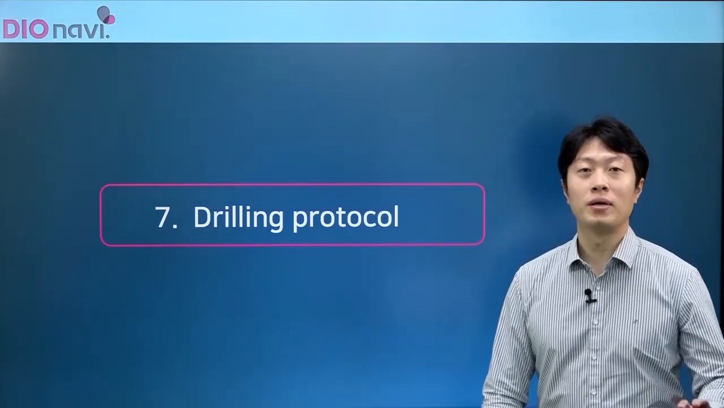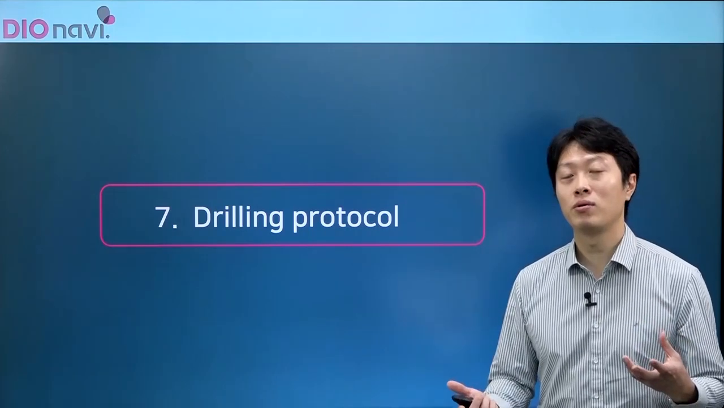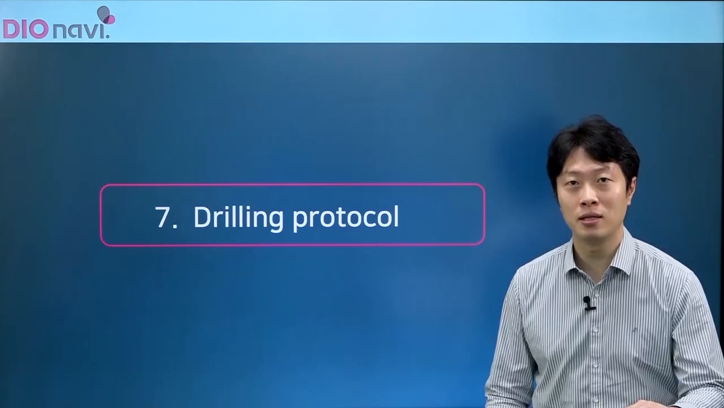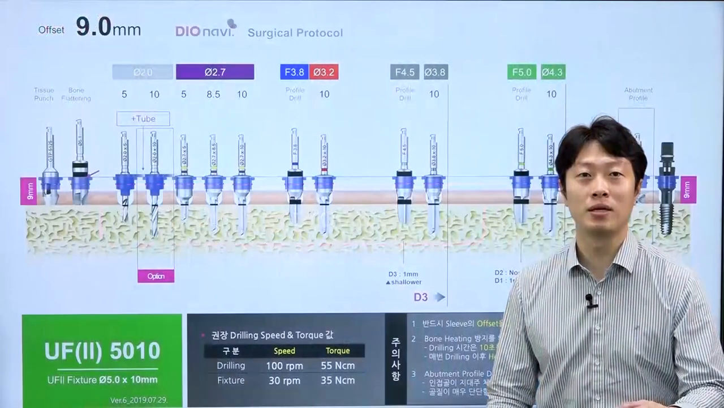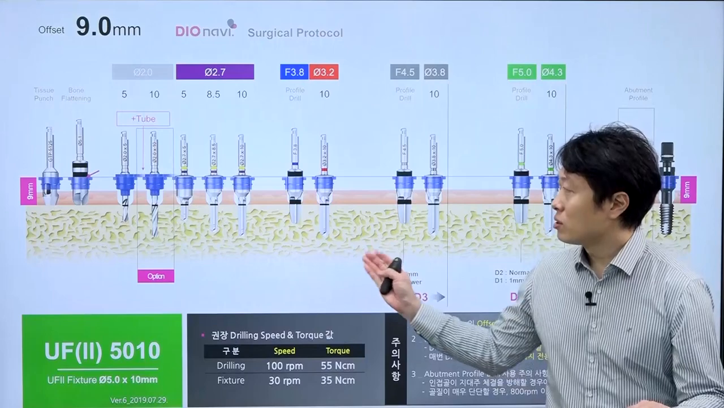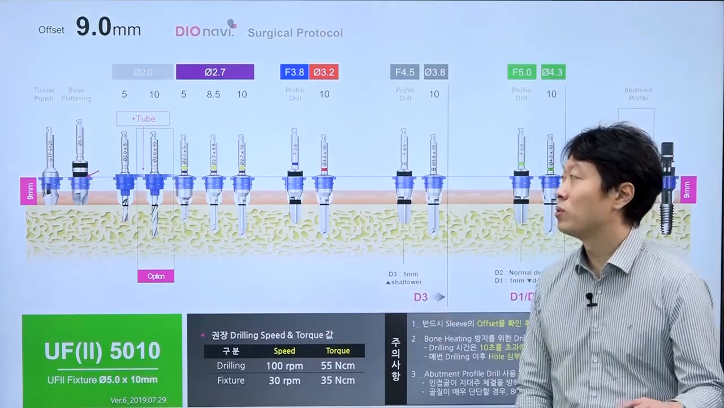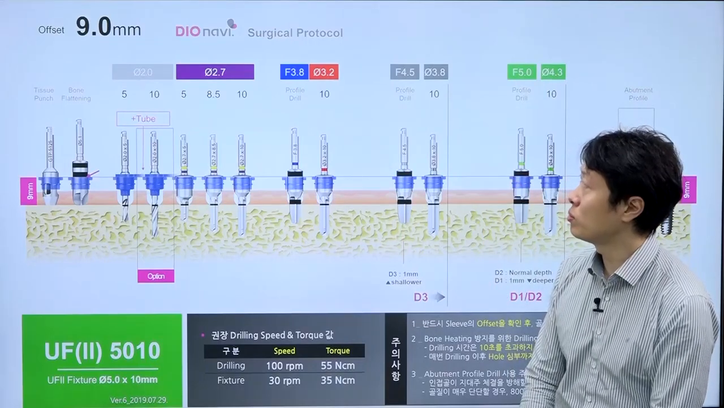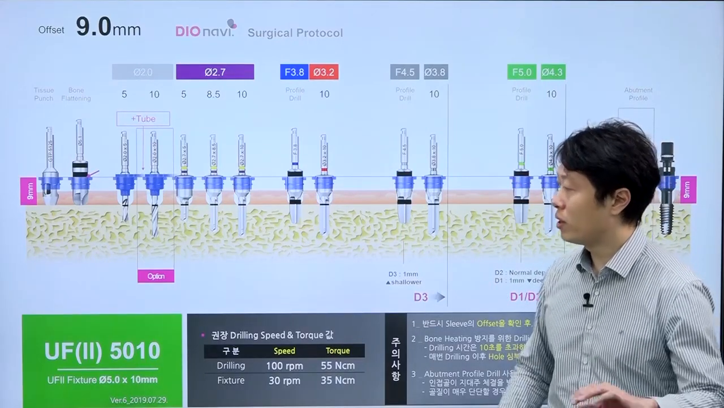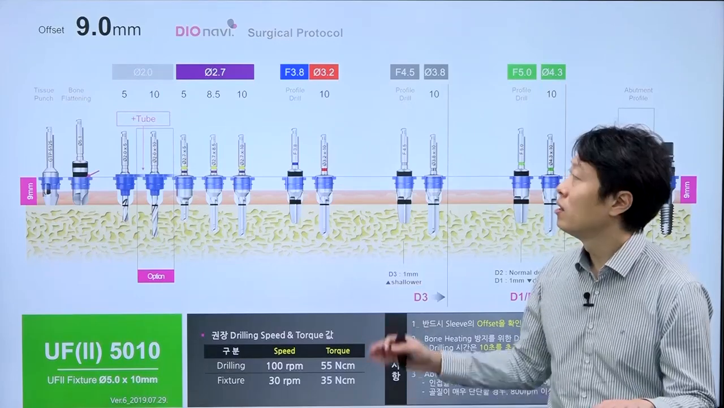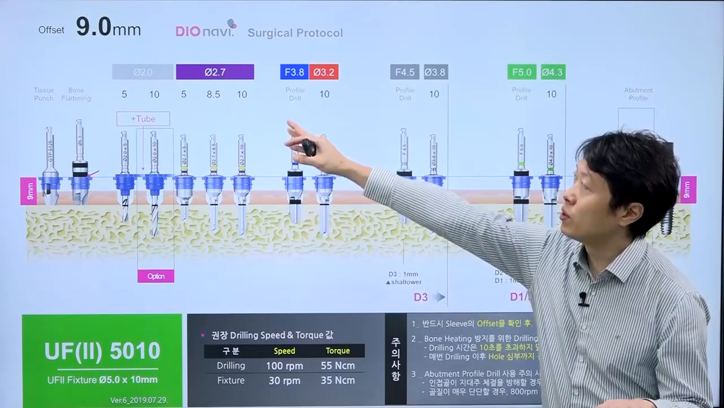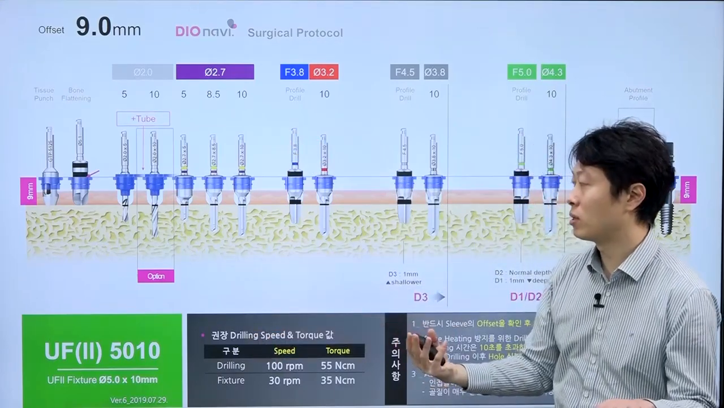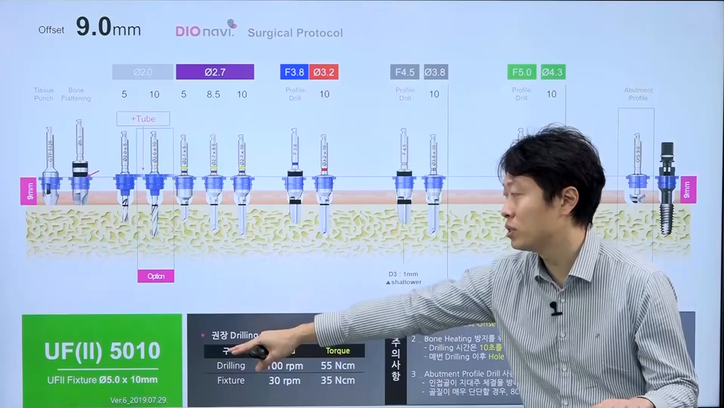We've so far covered the surgical kit. Let's now find out the drilling sequence in general with the surgical kit. I mentioned earlier that the surgical protocol is delivered to the dentists. When you receive such treatment plans or surgical protocols, the first thing you need to check is the offset. You will see the offset at the upper left corner, and the lower left corner shows the diameter and length of the implant included in the treatment plan.